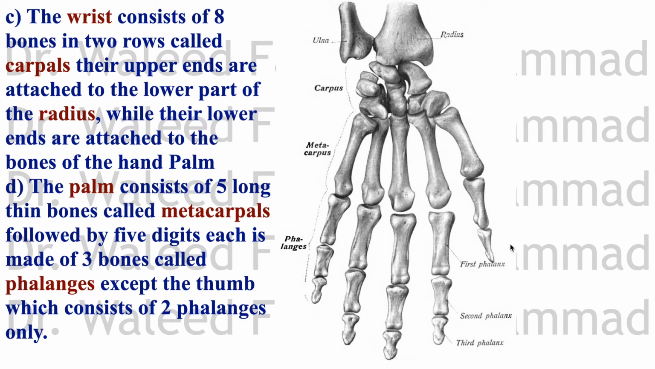for the thumb, which is the big finger. It has only 2 phalanges, proximal and distal. So remember, the fingers have 3 phalanges each that articulate with the metacarpals, the palm of the hand, and the big finger has only 2 phalanges, proximal and distal, while the rest of the fingers have 3 phalanges.